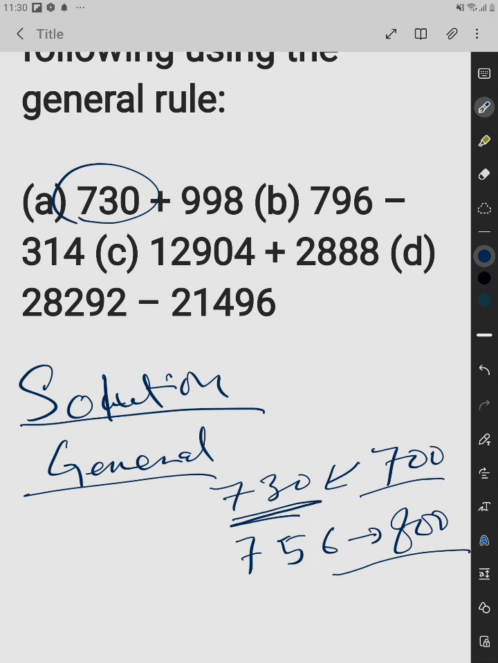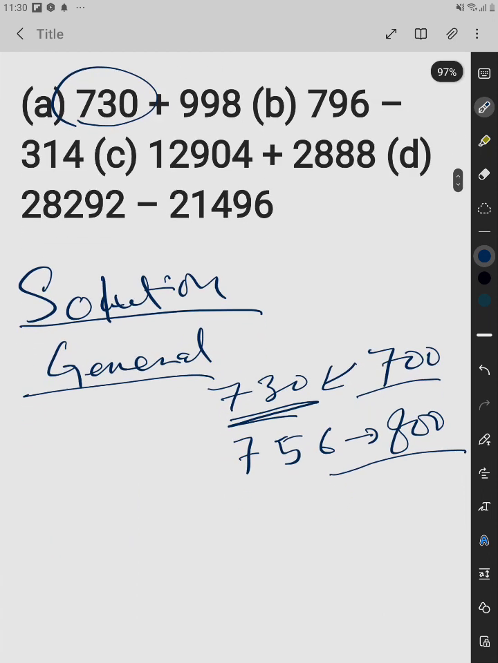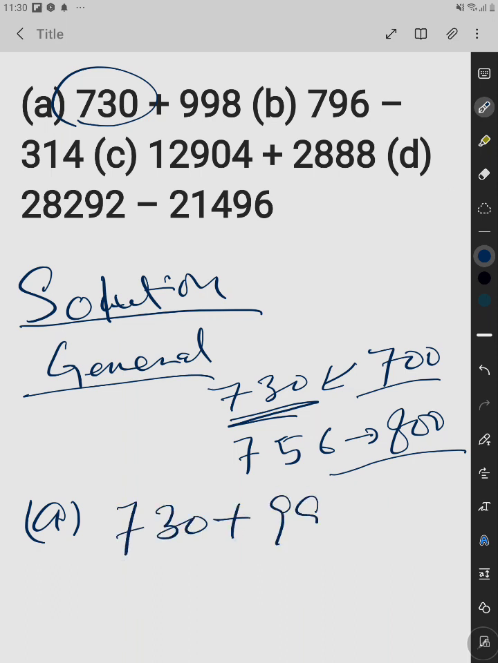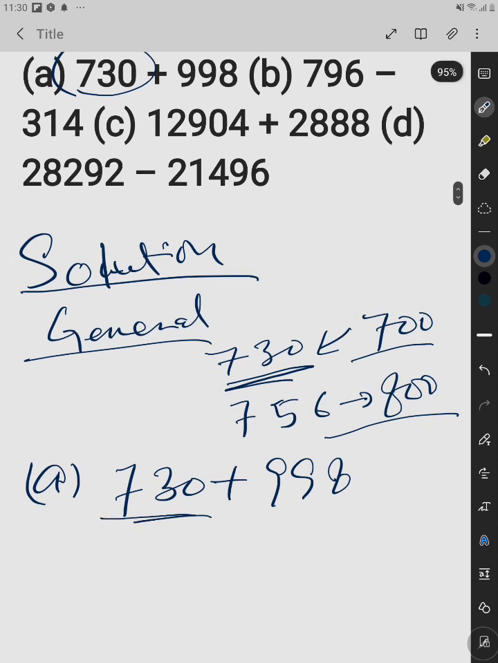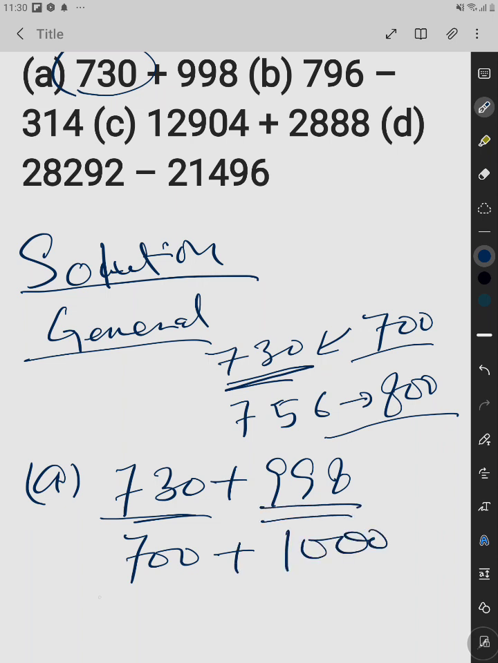So the first question we will solve with the general rule. First question, number 1, it is 730 plus 998. Okay, so what we will write? We will write this after rounding as 700 plus, and this we will round up because it is nearest to 1000, so we will write 1000. So it will be equal to 1700. So this is the answer. Okay, you got my point?